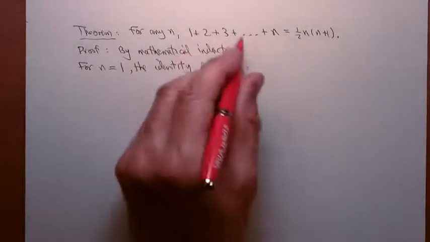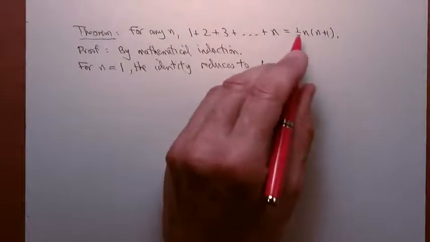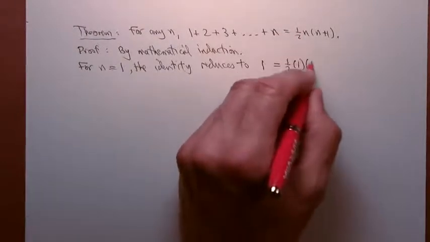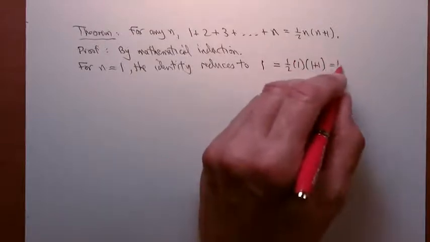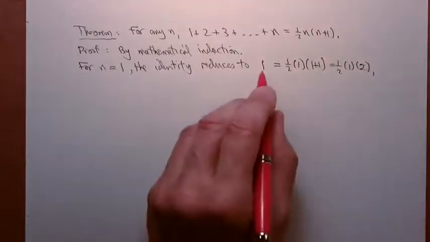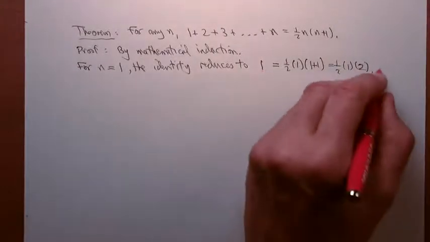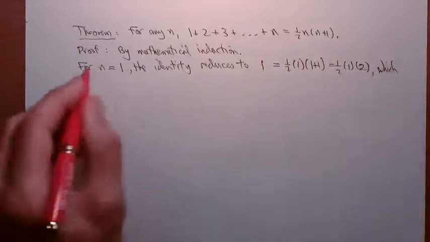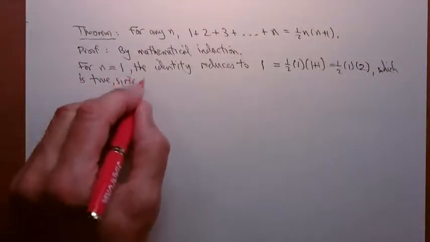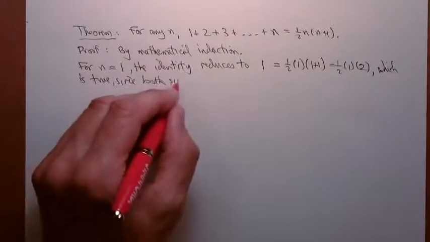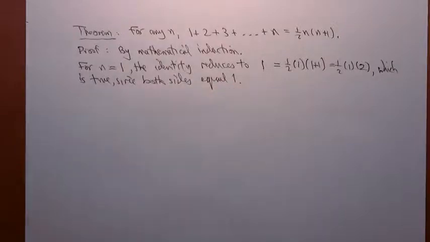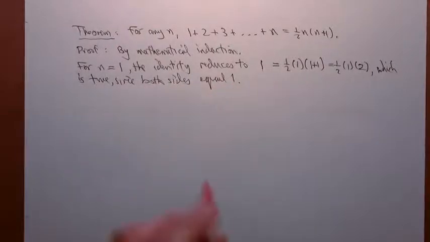well, n equals 1 on the left-hand side, I've just got 1. Put n equals 1 on the right-hand side, I've got a half times 1 plus 1, which is a half times 1 times 2. And indeed, the left-hand side does equal the right-hand side. So that's true, since both sides equal 1. So we've proved the first step.